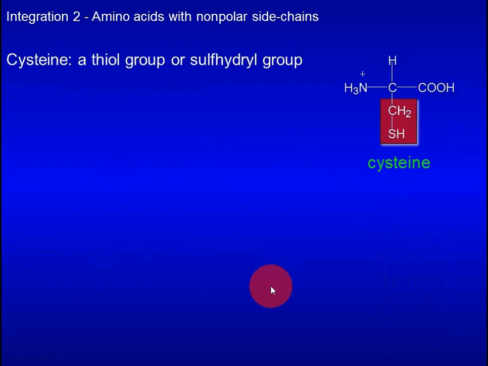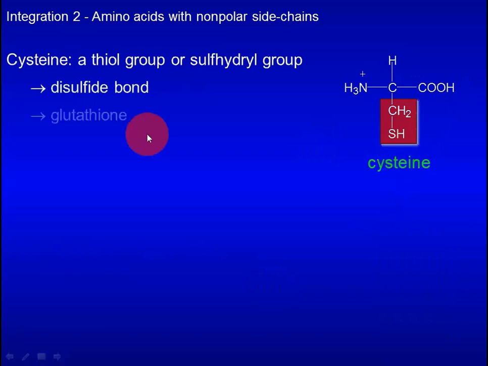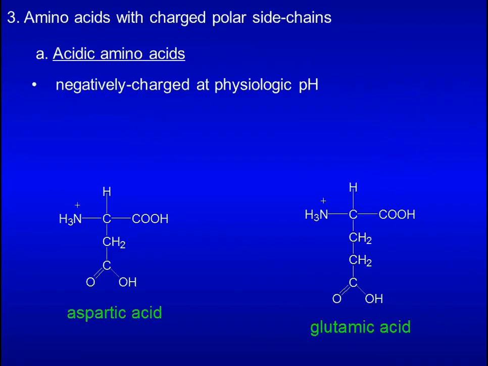Cysteine contains thiol groups, or sulfhydryl groups, in the side chains. 2 cysteines can be joined to form a disulfide bond. Cysteine is a component of glutathione, a chemical used to remove hydrogen peroxide, a reactive oxygen species. The third group contains 5 amino acids. The first 2 amino acids contain a carboxyl group in their side chains.